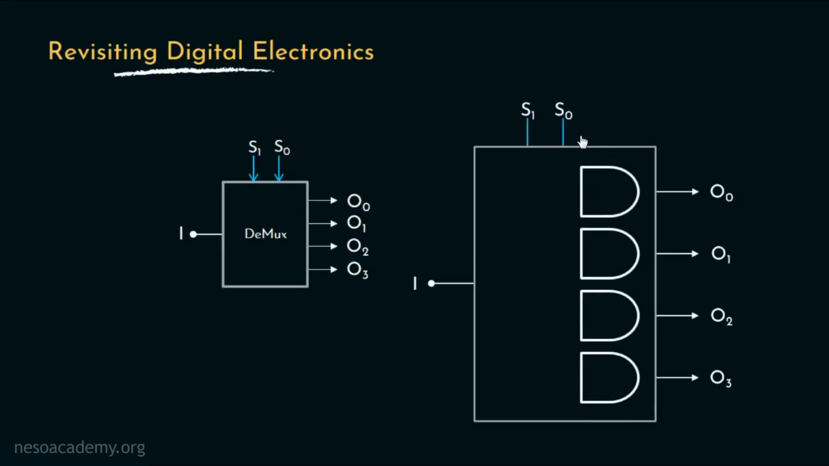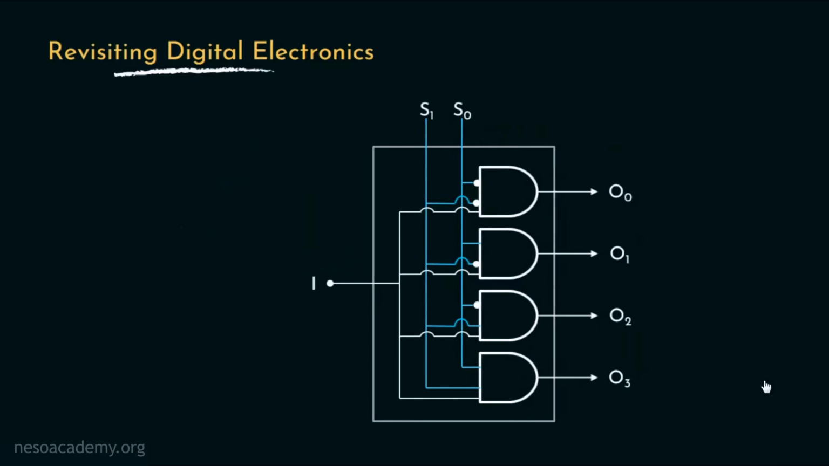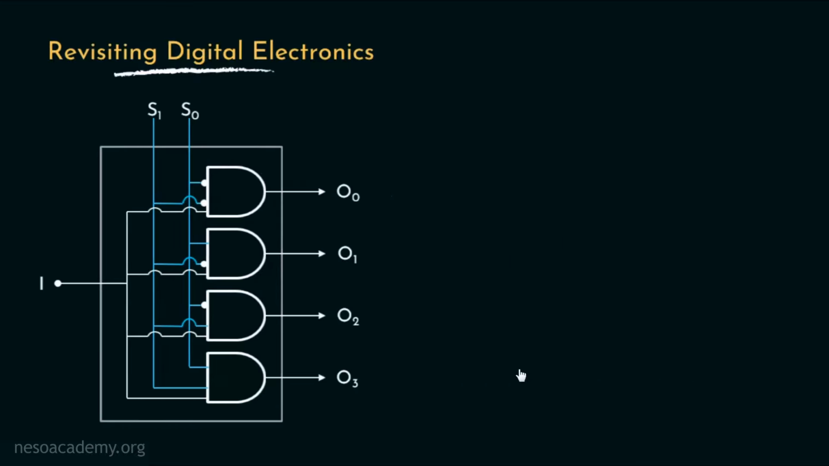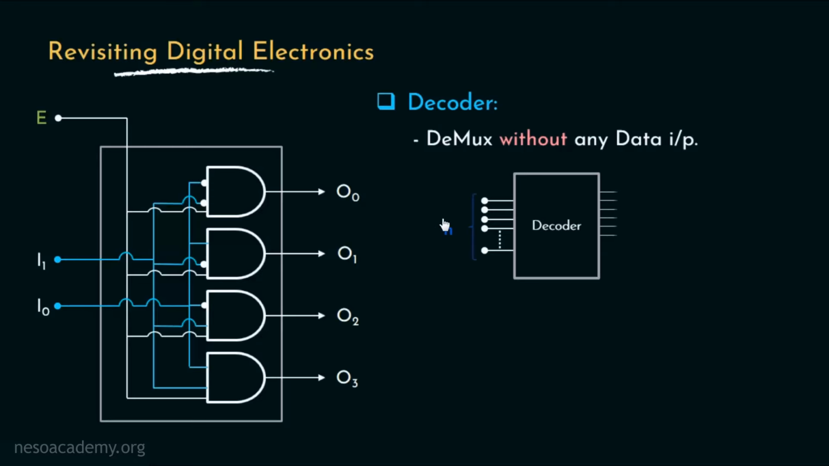Internally, there are 4 AND gates where S1, S0 and the input line I is fed into the respective gates, which eventually produce the output lines. Now in this particular circuit, if we change the select lines and the input line as the inputs and enable lines respectively, the circuit gets converted to a decoder circuit. So a decoder is a demultiplexer without any data input. And if observed closely, since the select lines are converted to input lines, for n input lines, we end up having 2 to the power n output lines.